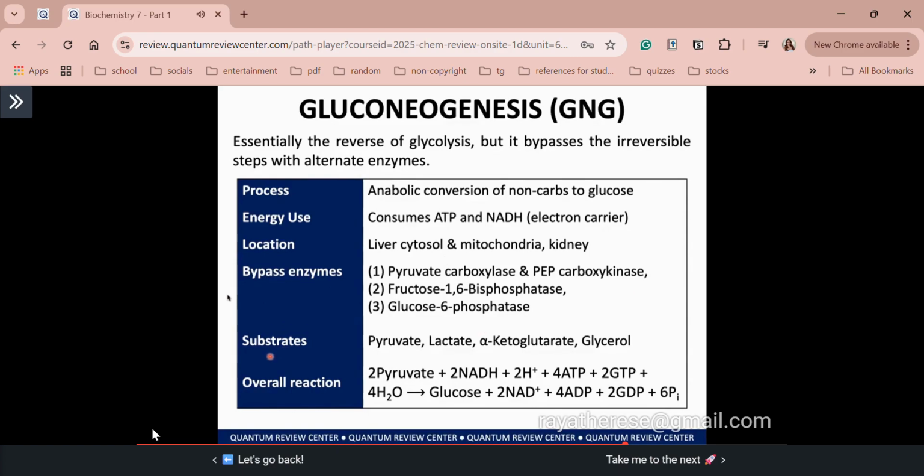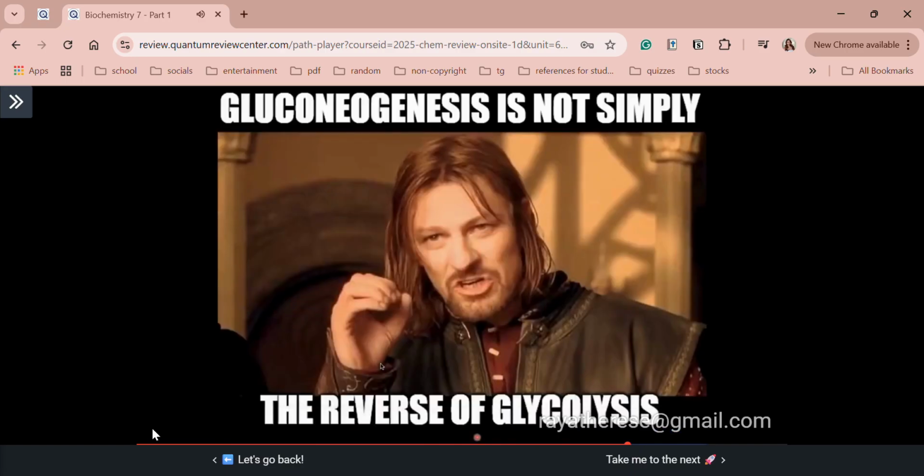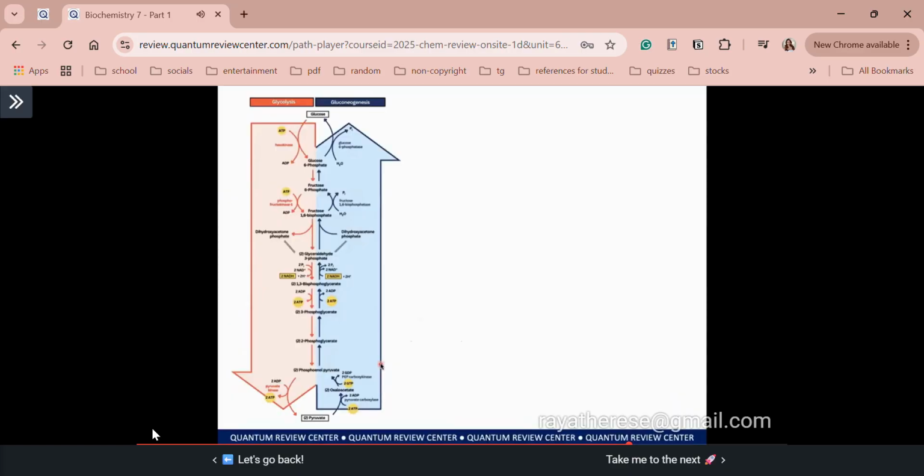Again, our possible substrates, our non-carbohydrate precursors, can be lactate, alpha-ketoglutarate, and glycerol. And of course, class, you're familiar with pyruvate, the product of glycolysis. Here is the overall reaction of our GNG using pyruvate. Again, no need to memorize the overall reaction. Class, please remember, gluconeogenesis or GNG is not just a simple reverse of glycolysis. Now let's proceed with the additional overview of the gluconeogenesis pathway.